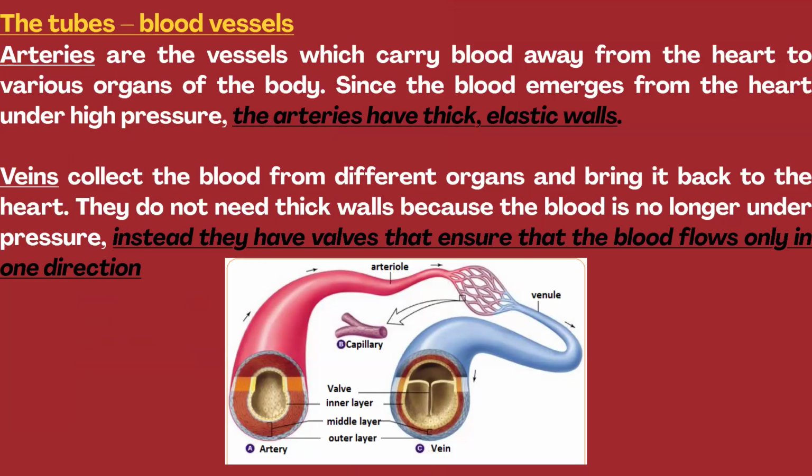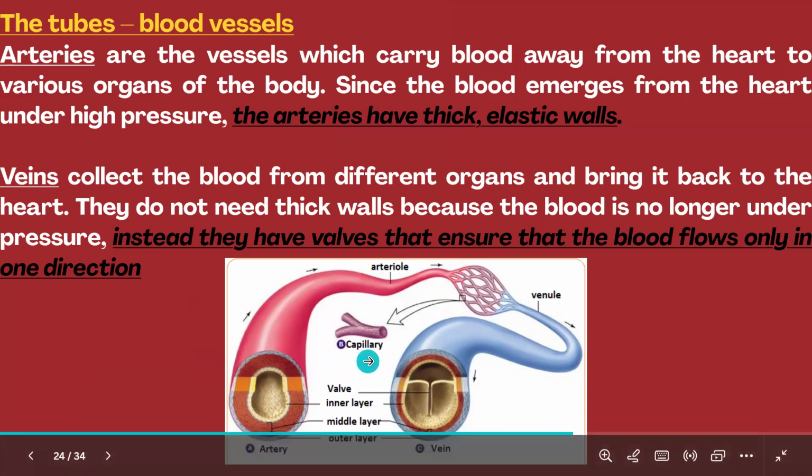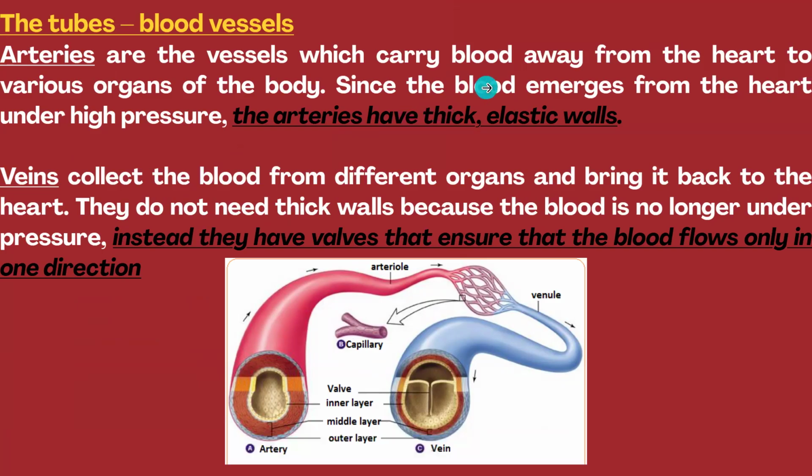We can see them in the form of three types: arteries, veins, and capillaries. The arteries are the blood vessels which carry blood away from the heart. This word is very important. Here we are not mentioning oxygenated or deoxygenated blood. Arteries are the vessels which carry the blood away from the heart to the various organs of the body.